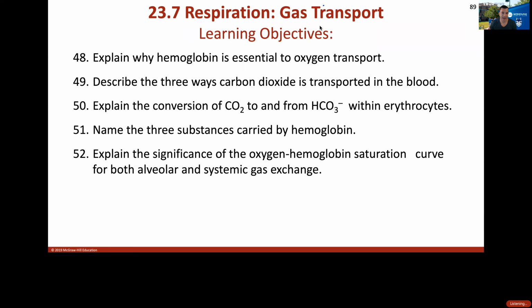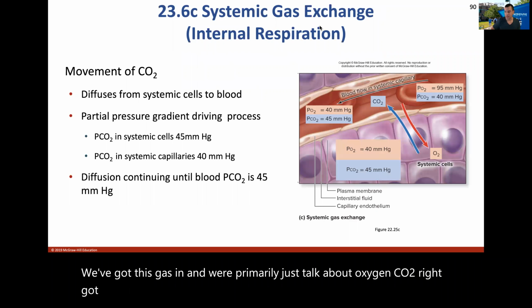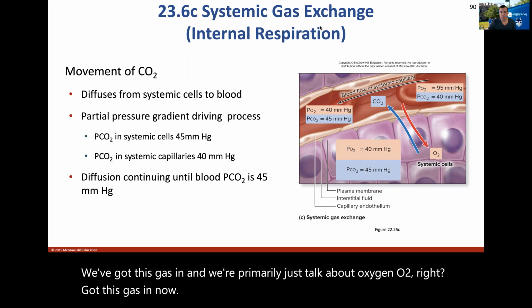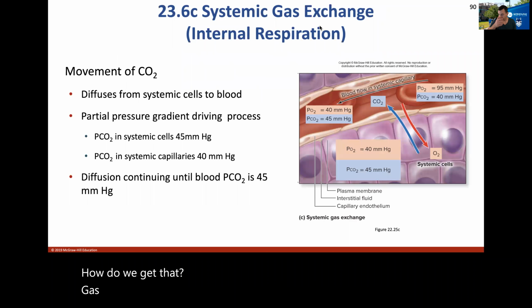So let's look at gas transport. We've got this gas in, and we're primarily just talking about oxygen and CO2, right? We've got this gas in. Now, how do we get that gas to where we need it to go?